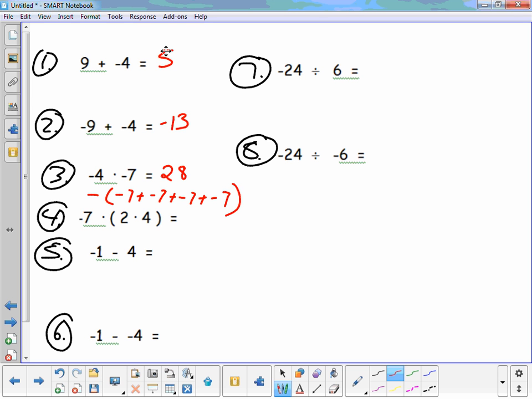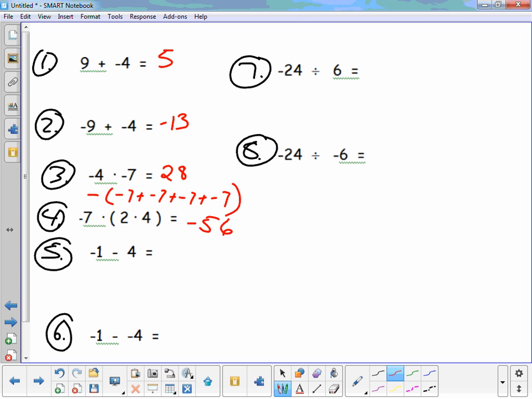All right. Number 4 is kind of a PEMDAS question, kind of. It really isn't, because multiplication is commutative, so it doesn't really matter what order we multiply them in, right? But 2 times 4 is 8. Now 8 times negative 7. Signs are different, so our answer has to be negative. It should be negative 56.